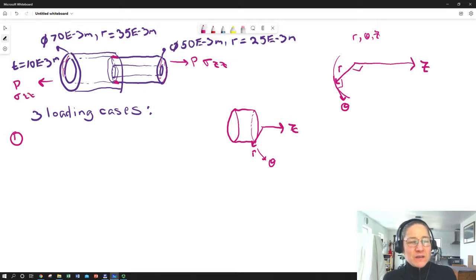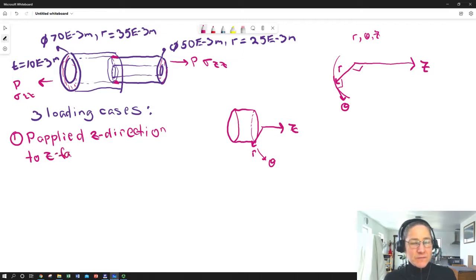This face. So we can apply normal force P in the z direction to the z faces. We could also apply a torque, T. Our Vable book likes to call it T.